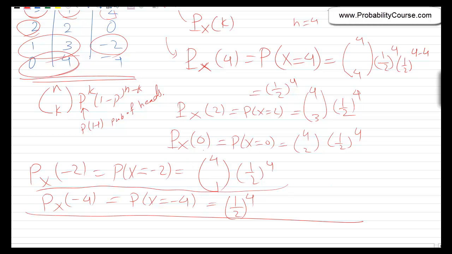So I found, in fact, the PMF of x, because I found the probability that x is equal to k for all k's in the range of x.